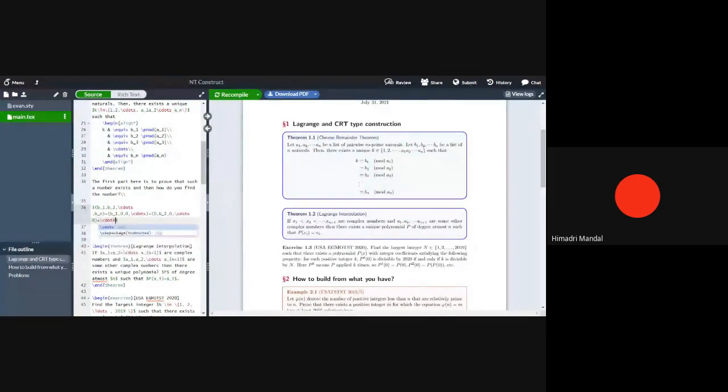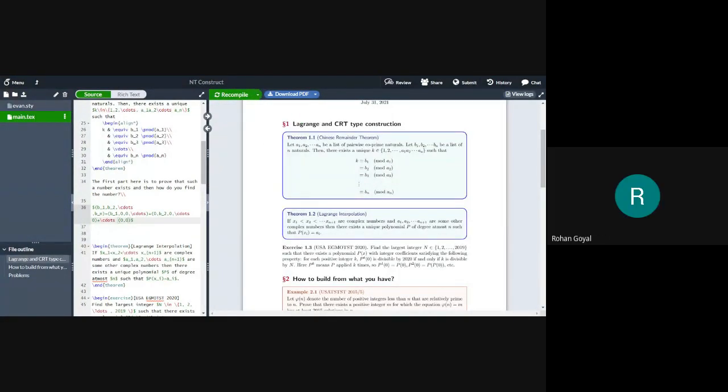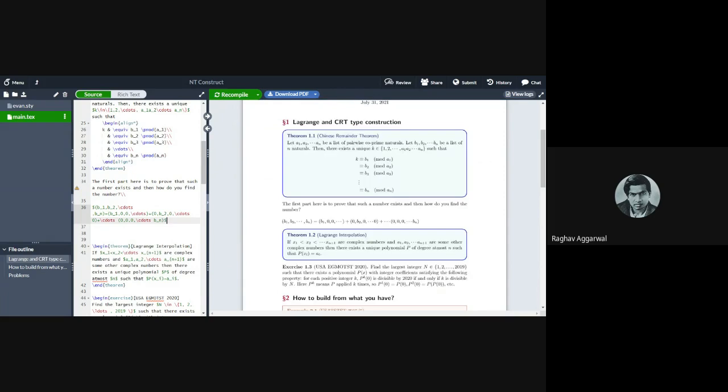Can you turn on auto compile? Oh, sorry, my bad. Its auto compile is on, but it's still not compiling. Yeah, I think we should do it fast, like a fast draft.